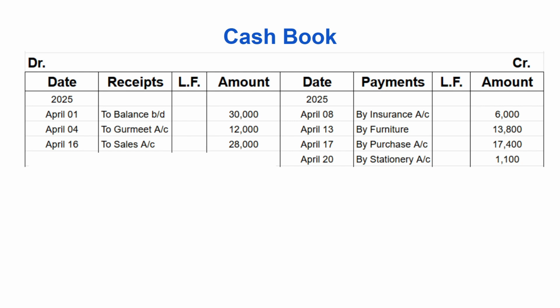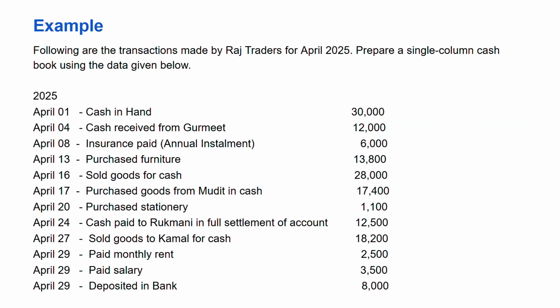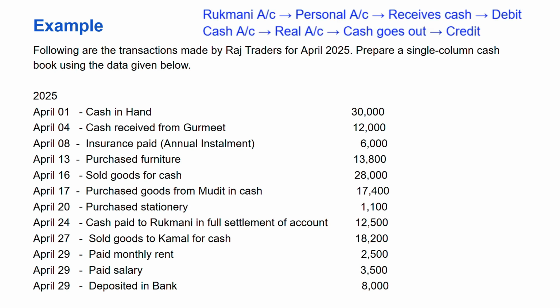Next. April 24, cash paid to Rukmani in full settlement of account 12,500. Here the two accounts affected are Rukmini account and cash account. Rukmini is the personal account and Rukmini is the receiver. So debit the receiver, and cash account is real account and cash goes out of the business. So credit what goes out.